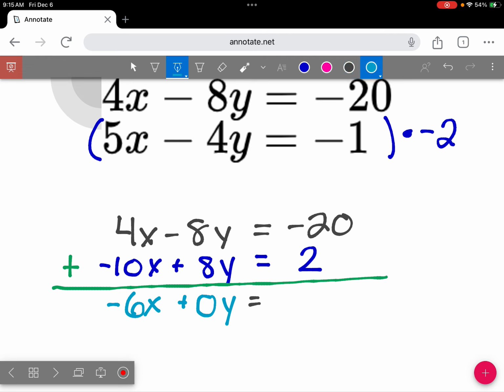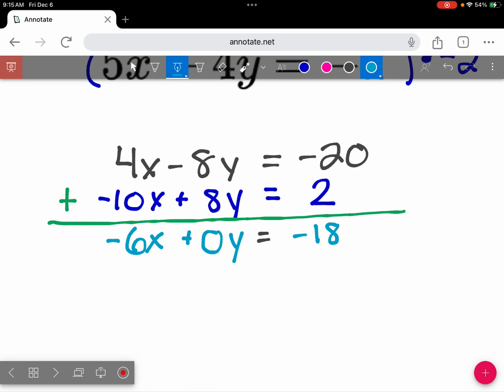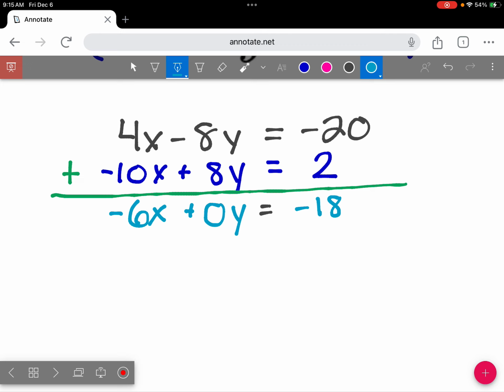How about -20 plus 2? -18. You do not have to write the 0y there, but since it's the first one we've done in a hot minute, I put it there. So now I'm going to drop that 0y because it has 0 impact on what we're doing. -6x equals -18. This piece should cancel out. Or a piece should cancel out. It doesn't have to be the y's. It could be the x's.